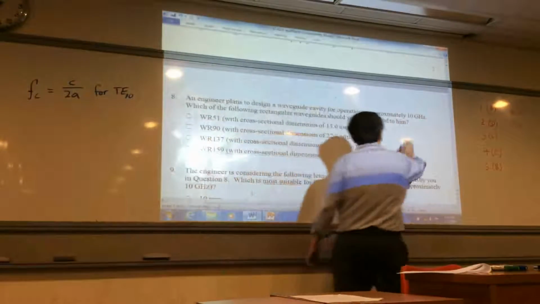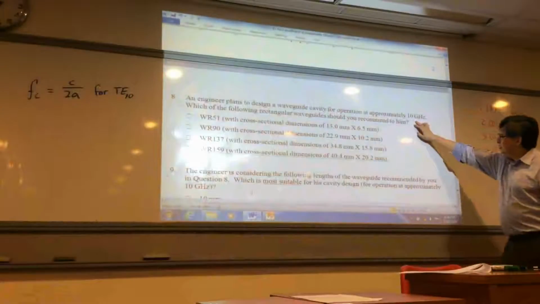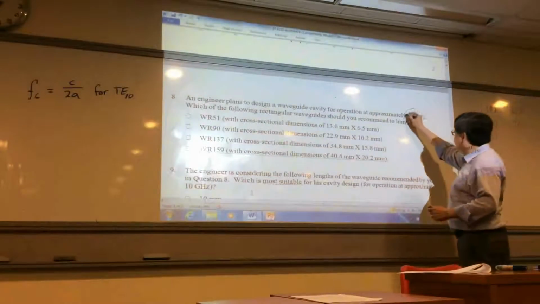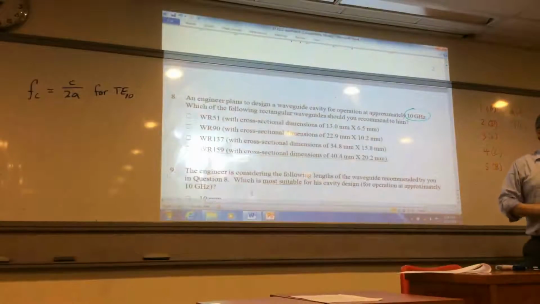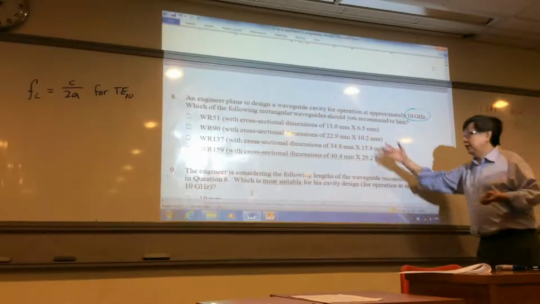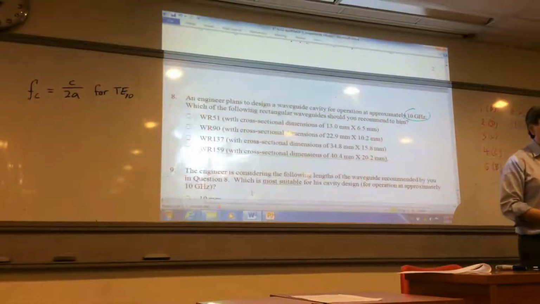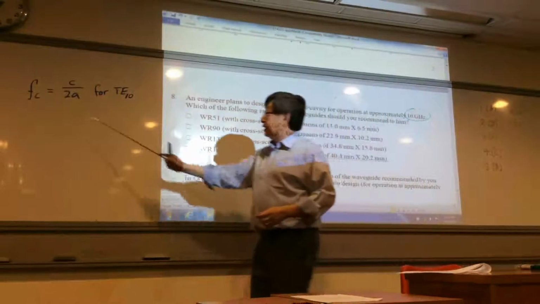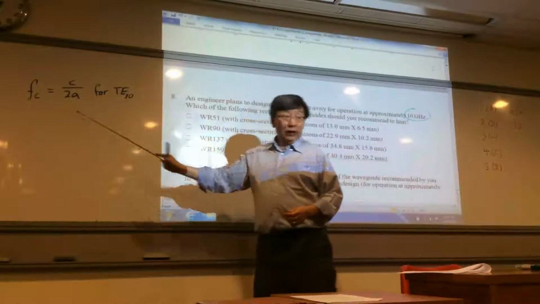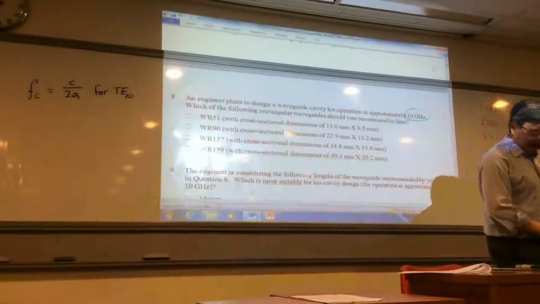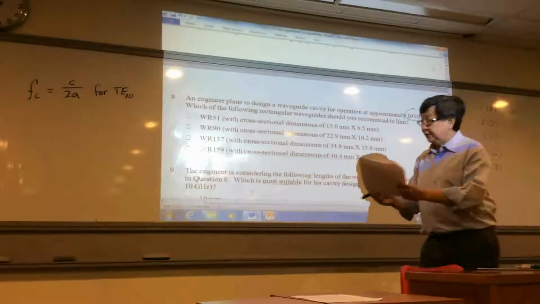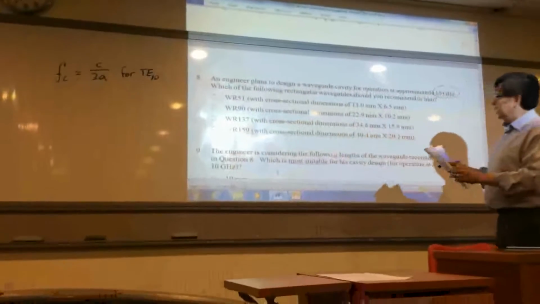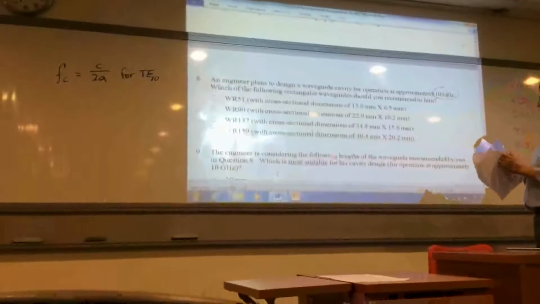Right, he wants it to operate at 10 gigahertz. So the first consideration is that your rectangular waveguide must be able to support it. The cutoff frequency for the TE10 mode is given by this formula. So we apply this formula to all of these here, and we get hold of the cutoff frequency.